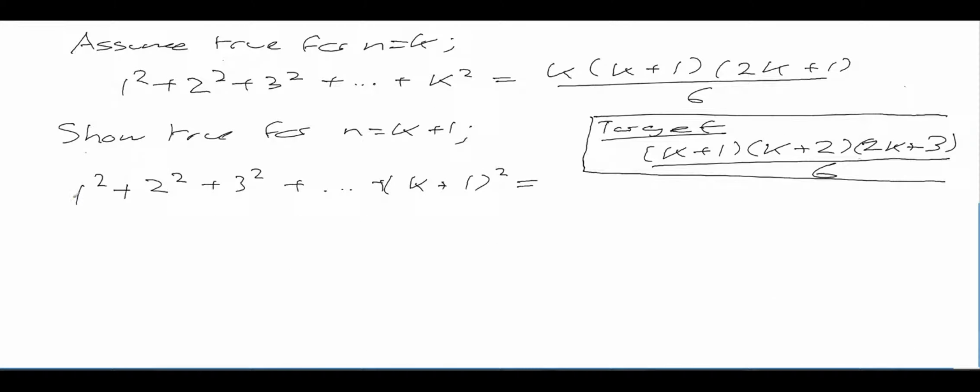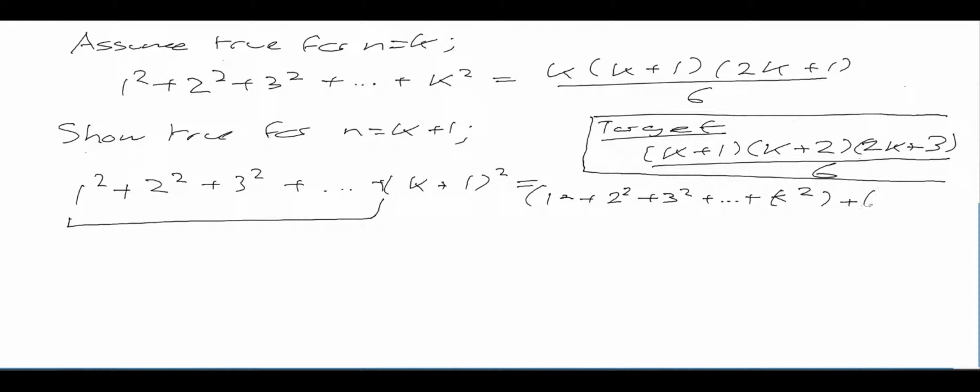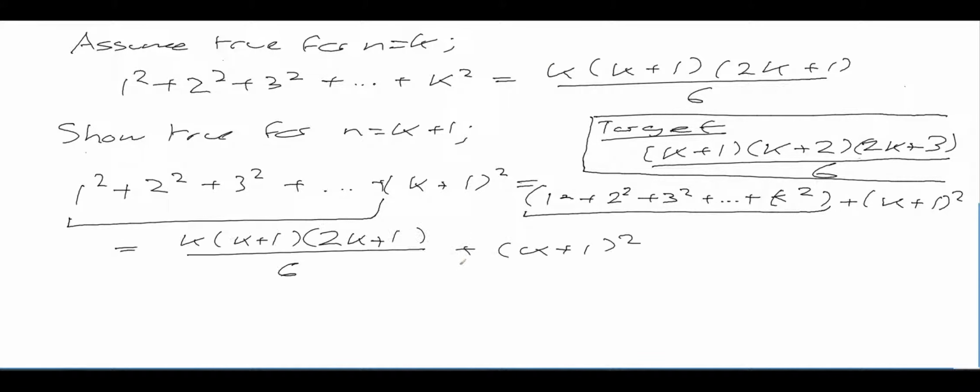So what can we say that this is equal to? This part plus whatever the previous term to k plus 1 squared is, plus k plus 1 squared. So then we get that. And then we look back at our assumption and we can see that this part of what we've got at the moment is the same as what we've got on the left hand side of our assumption. So we can substitute in the right hand side of our assumption here, and then we've got something we can work with. So now we've got this.